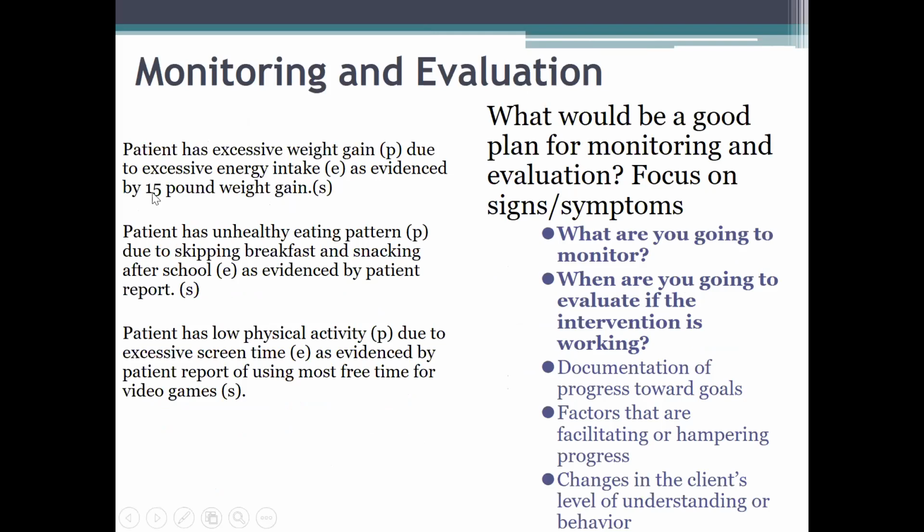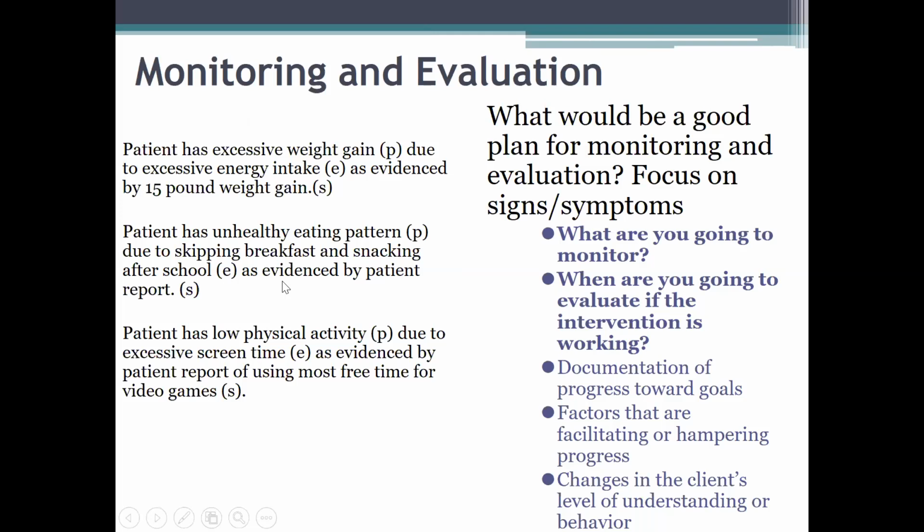So for the first one, we know that he gained 15 pounds. So what are we going to monitor? Well, we're going to monitor his weight. And maybe our goal is simply to not gain more weight, right? Maybe he's still getting taller. We have some reason to believe his height's going to increase, and so we just want the weight gain to stop. Maybe we do want some weight loss. That would be something you'd have to determine.